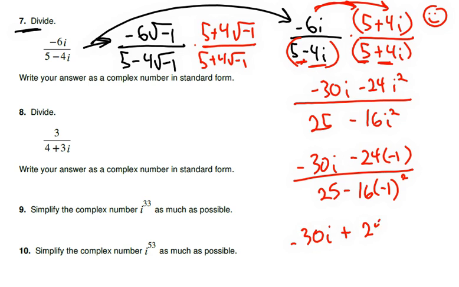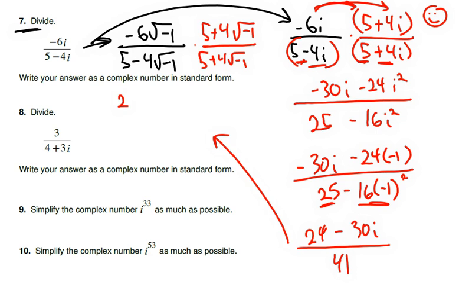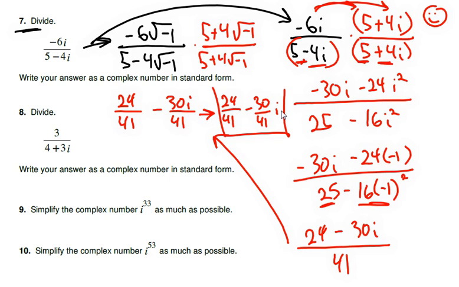Anyway, negative 30i plus 24, but I'm going to rewrite this with the real part first. So 24 minus 30i. When you combine 25 and 16, you get 41. So then we'll split that fraction into two fractions, 24 over 41 minus 30i over 41. And then make this a little bit more standard. So 24 over 41, that real part's staying the same, but then rewrite this fraction as 30 over 41 times i. Final answer, standard form. Oh, we're so happy. We know how to deal with complex numbers. Thanks for watching.